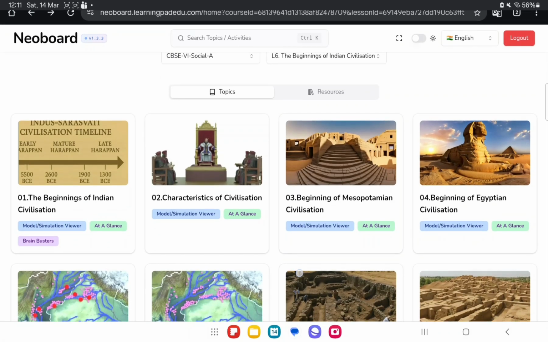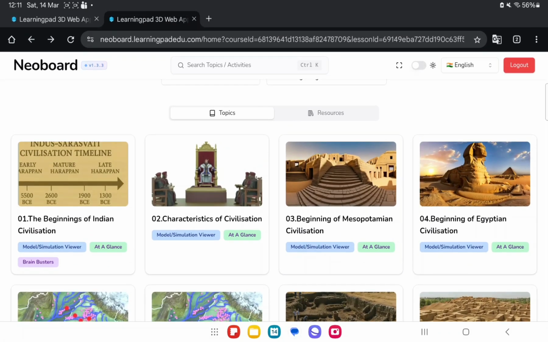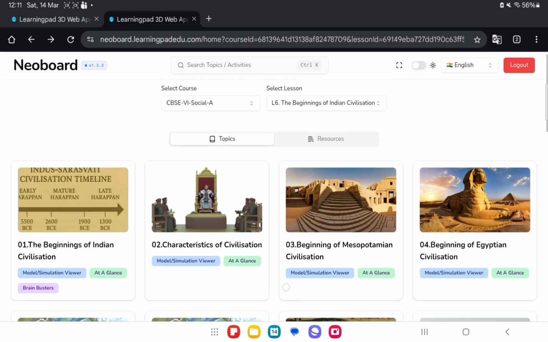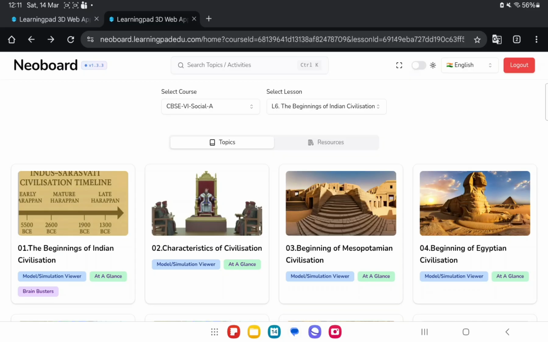Do you know more than 4,500 years ago, people were already living in a city that was planned better than many modern towns? Welcome to LearningPad 3D. So, children, today we are going to learn the beginnings of Indian civilization. Let us just jump into the timeline and see what is there.